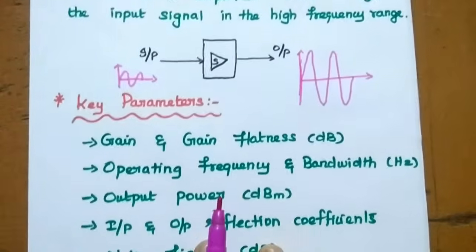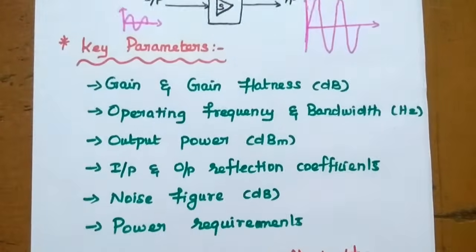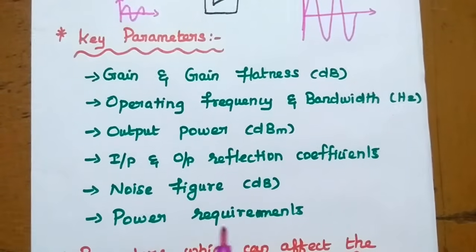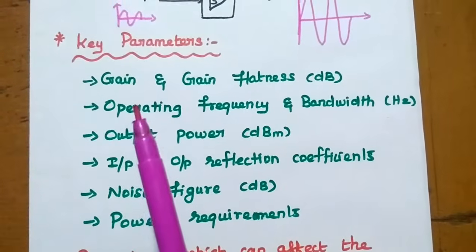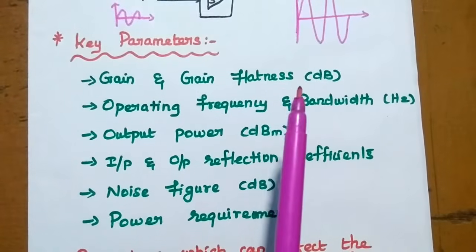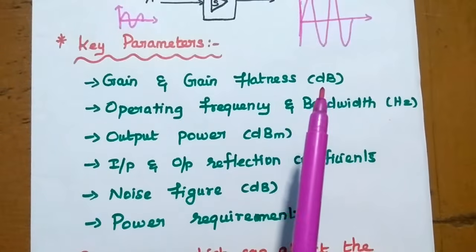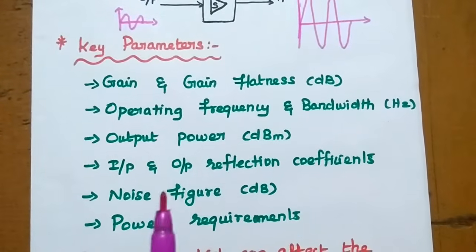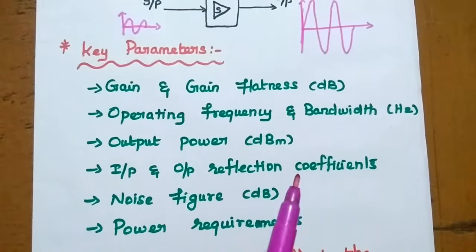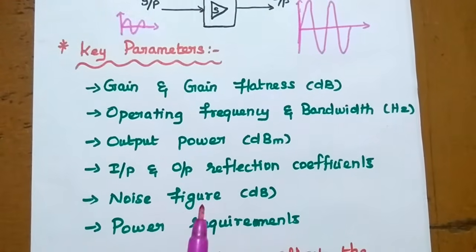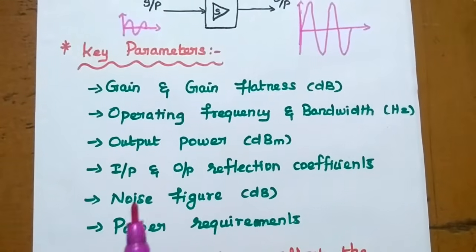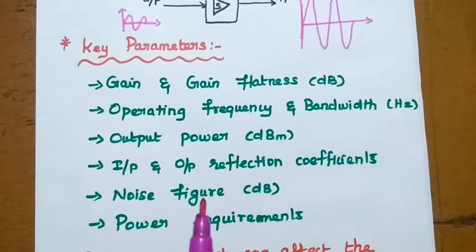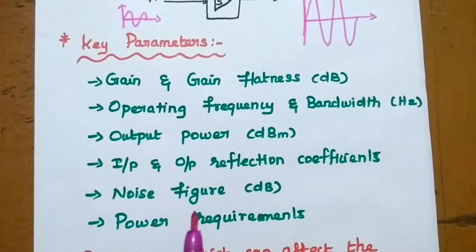Next, the key parameters which are mainly used to describe the characteristics of the RF amplifier are: gain and gain flatness, measured in dB; operating frequency and bandwidth; output power; input and output reflection coefficients; noise figure; and power requirements. So these are all the key parameters used to analyze the performance of the RF amplifier.